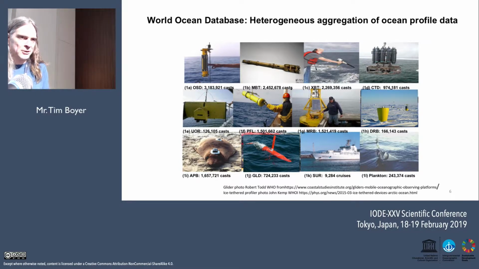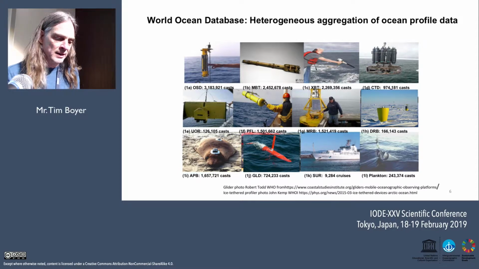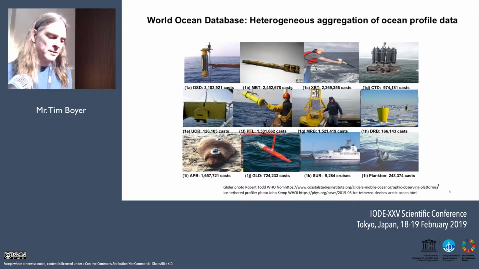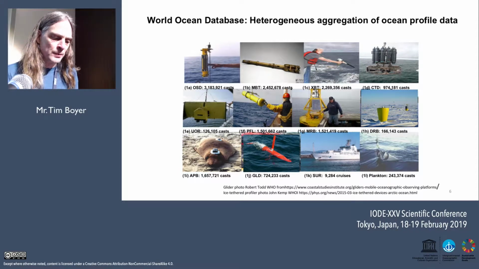So we have the different types. You see the bottles, which have Nansen and then Niskin bottles since the late 1800s, early 1900s. The mechanical bathythermograph, which was the first to measure continuous profile that began just before World War II. Then you have the expendable bathythermographs, which made it much easier to drop from a merchant ship.